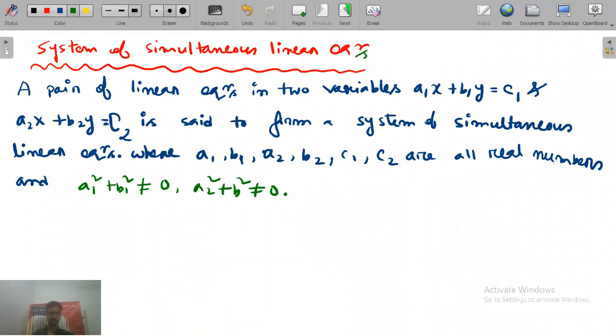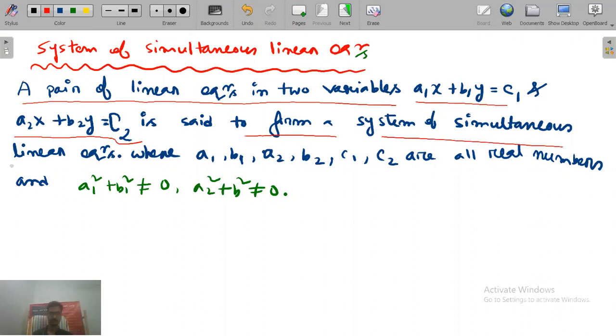That means a pair of linear equations in two variables, a1x plus b1y equal to c1 and a2x plus b2y equal to c2, is said to form a system of simultaneous linear equations, where a1, b1, a2, b2, c1 and c2 are all real numbers, and a1 square plus b1 square does not equal 0, and a2 square plus b2 square does not equal 0.